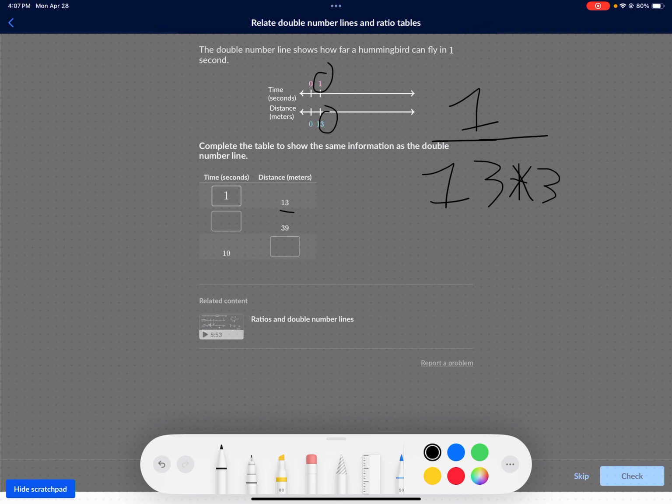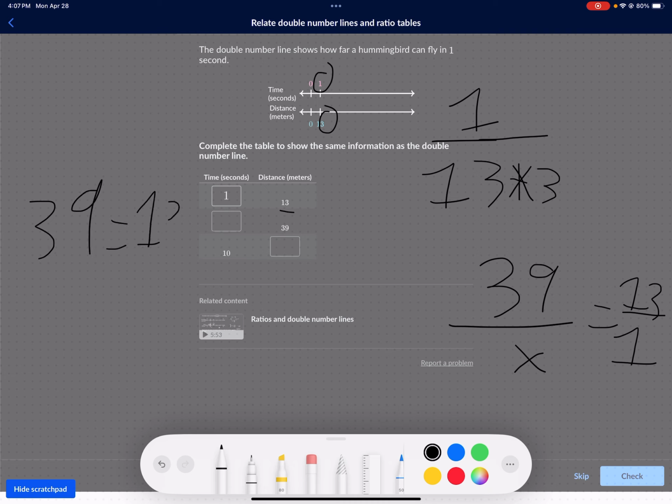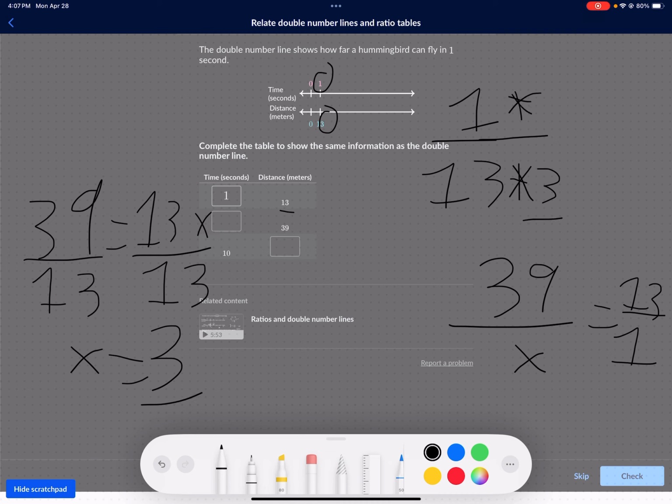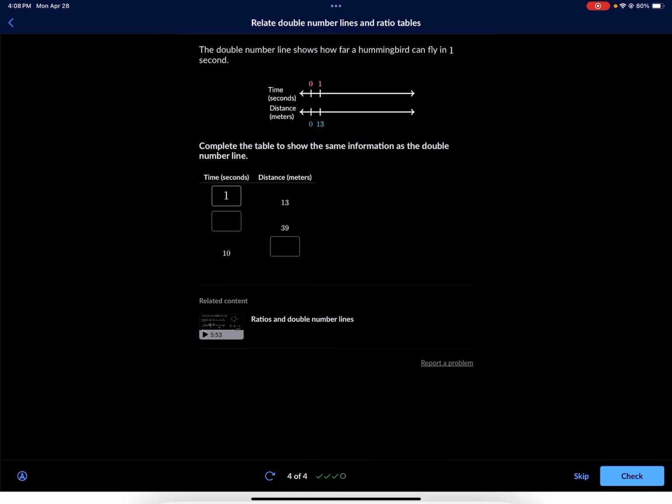3. And how I got that is 39. I had to divide a number by x to get 13. 13 can be put as 13 over 1. And then we have to cross multiply to get 39 equals 13x. Divide by 13 on both sides. And then we get our answer of 3. That's how I got that for here. And now we do the same thing for 1. So our answer here is 3 over 39.